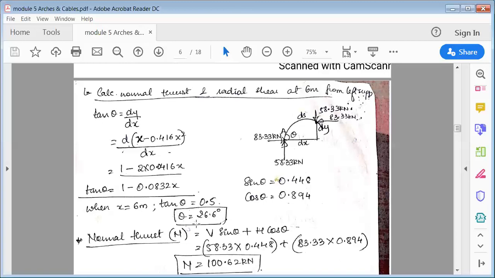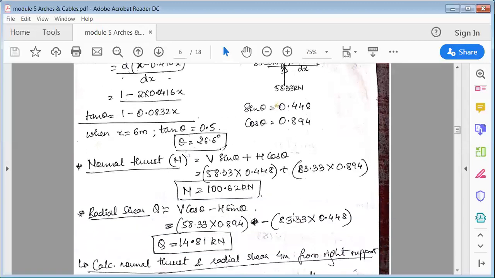So once you get this theta, you have to use it in the formula now. So sine theta and cos theta: sine 26.6, cos 26.6. Write this and keep it here. Next you have to use this here.